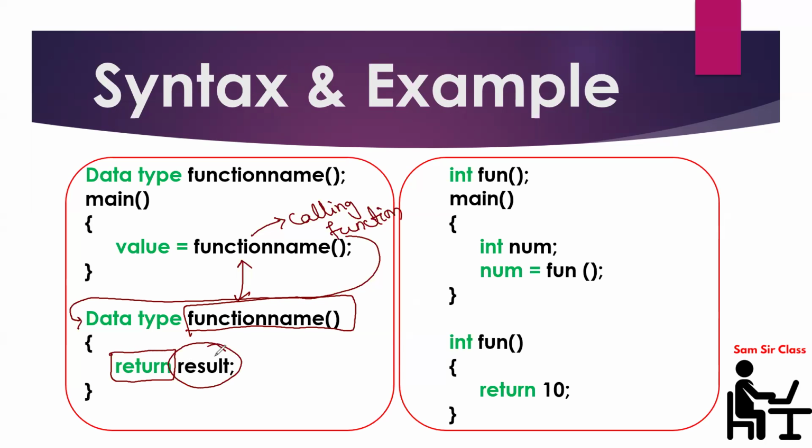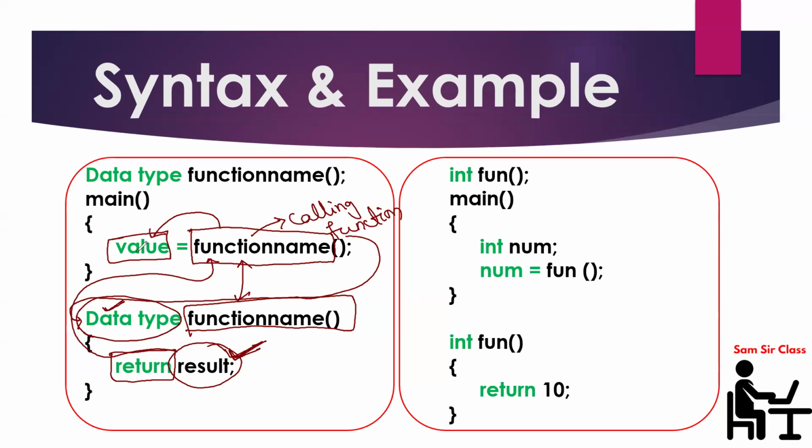Now the best part is, whatever value you are returning, the same data type you have to write down here. Once again, whatever value you are returning, the data type of that result you have to write down here. So the data type, then the function name. And whatever value you are returning goes to that particular function call. Now the function call cannot store the value. It will assign the value to another variable. This is the use of return.